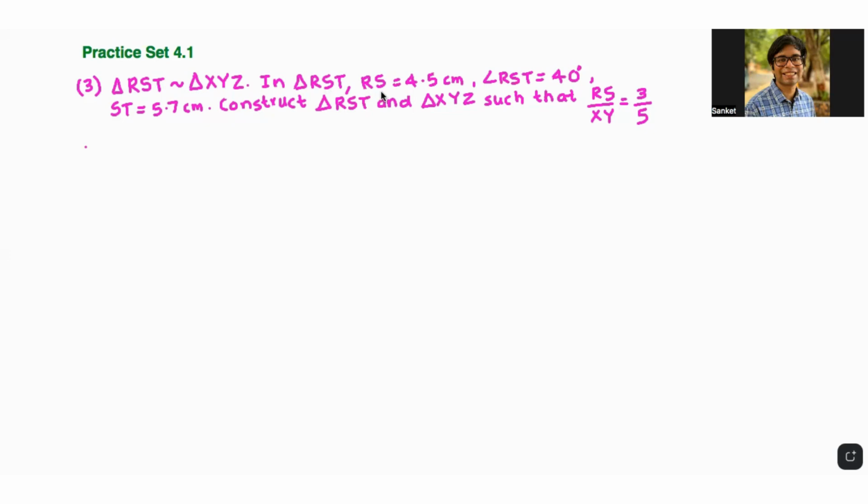In triangle RST, RS is 4.5 centimeter, angle RST is 40 degrees, ST is 5.7 centimeters. So two sides of this triangle and one angle is given to us. Construct triangle RST and triangle XYZ such that RS upon XY is equal to 3 upon 5.